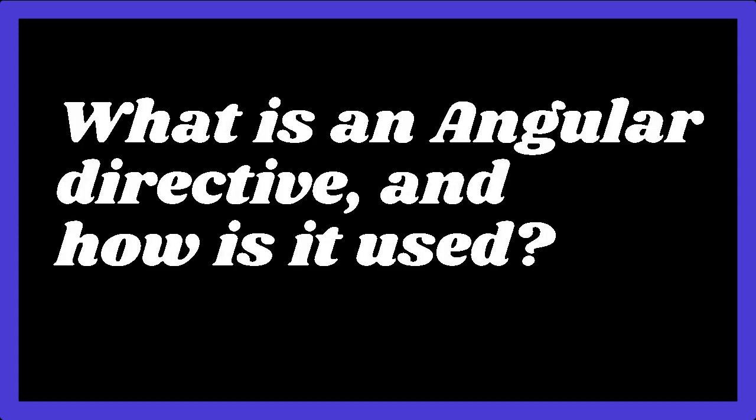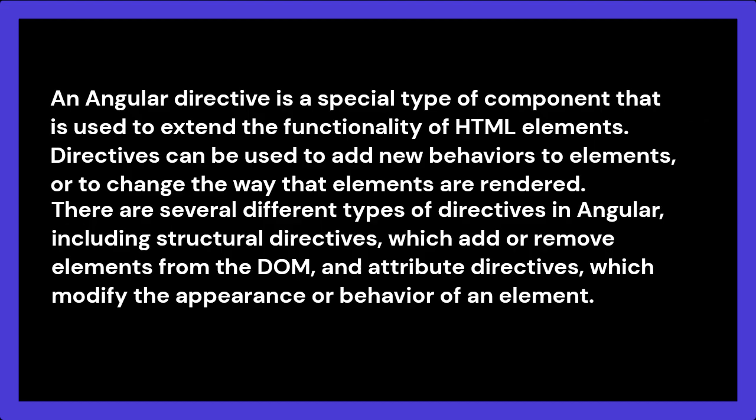Question 4. What is an Angular directive and how is it used? An Angular directive is a special type of component that is used to extend the functionality of HTML elements. Directives can be used to add new behaviors to elements, or to change the way that elements are rendered. There are several different types of directives in Angular, including structural directives, which add or remove elements from the DOM, and attribute directives, which modify the appearance or behavior of an element.